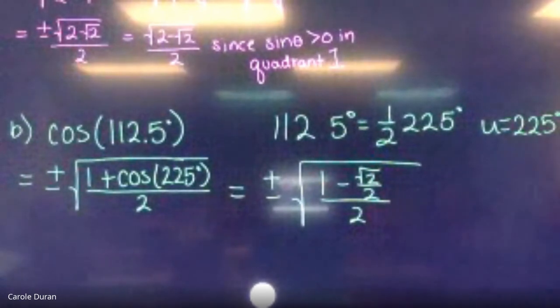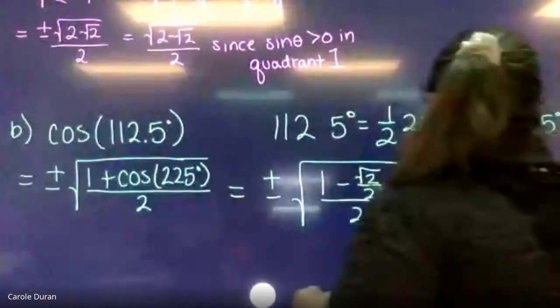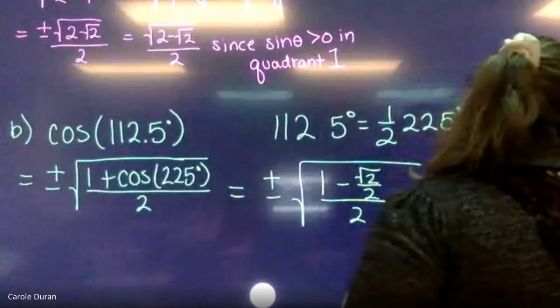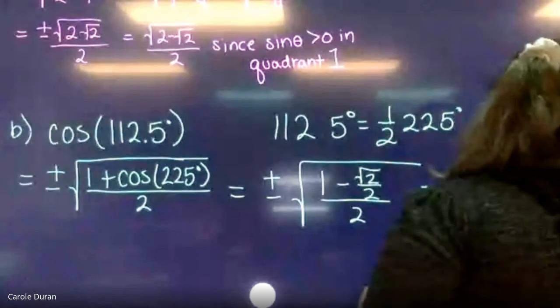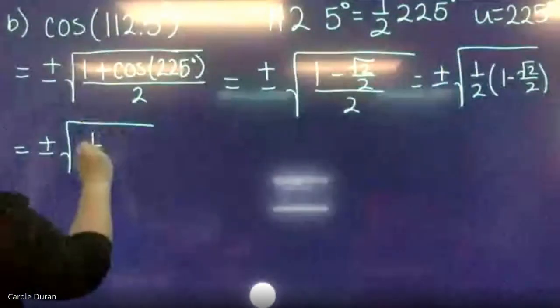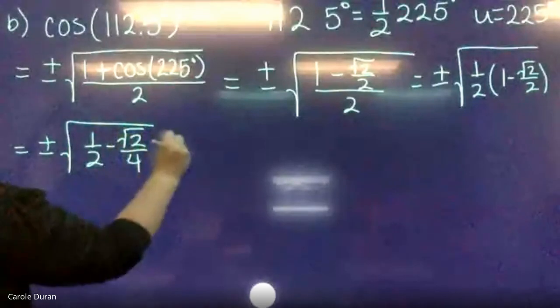And by take the 2 out or get rid of the 2, we mean that we are going to multiply the numerator by 1/2. Good. So then this becomes positive and negative square root of 1/2 times 1 minus the square root of 2 over 2. I simplify that by multiplying the 1/2 in, and I get 1/2 minus square root of 2 over 4.